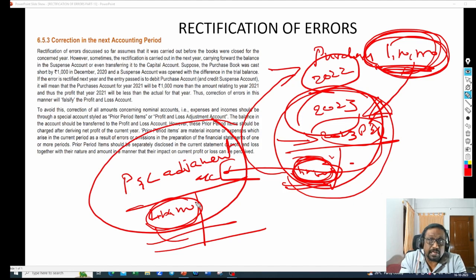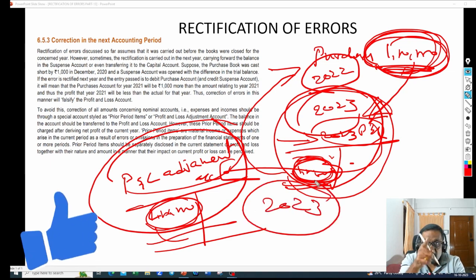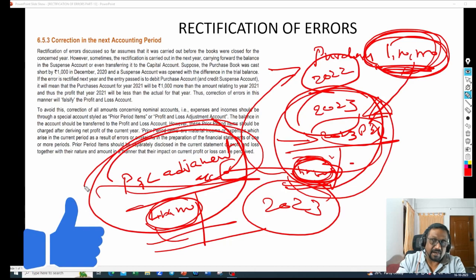So if I look at the profit and loss adjustment account, I will get to know that 2023 profit has been transferred to the profit and loss adjustment account. From there, some adjustments of prior period transactions have been done and they arrived at net profit. That means some mistakes happened in 2022 and those mistakes have been rectified in 2023. You will come to that conclusion by looking at your profit and loss adjustment account.